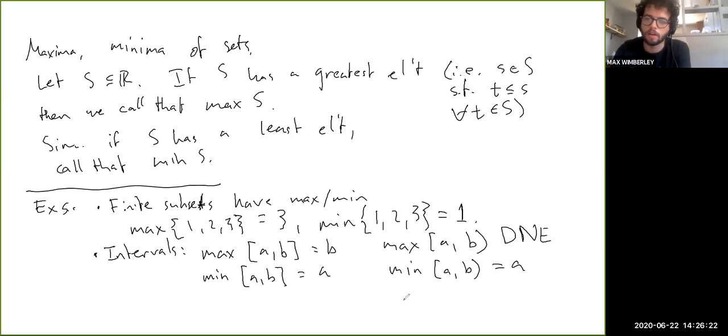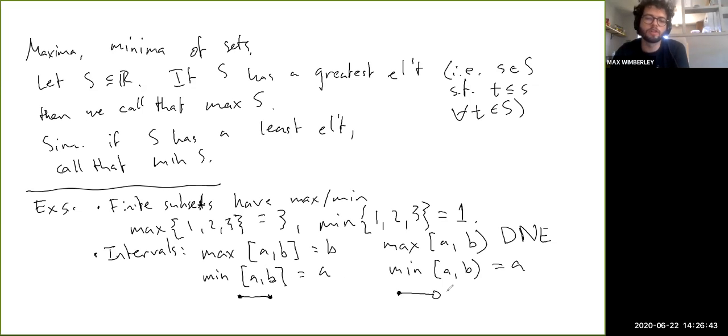A common visualization of this is with an empty circle. So this would be like including both, right? And this is excluding this one. So that's why this one still has a min, but it does not have a max, okay?